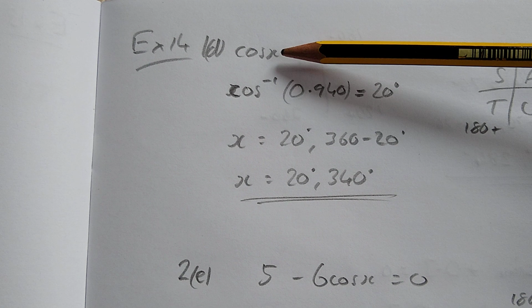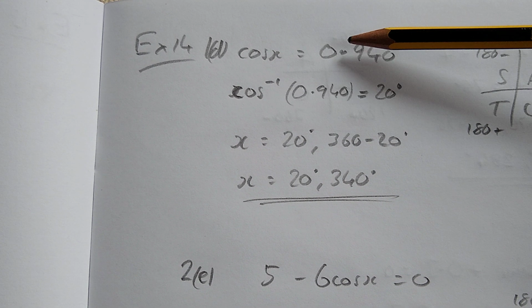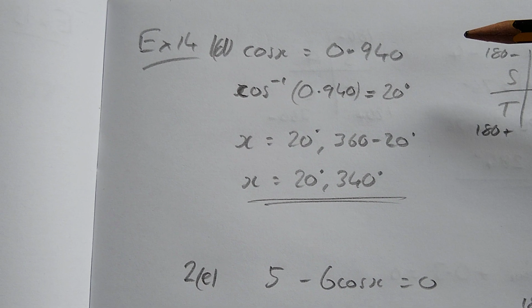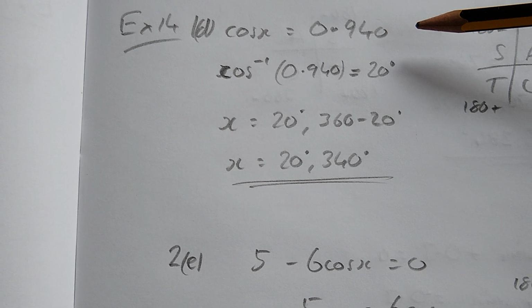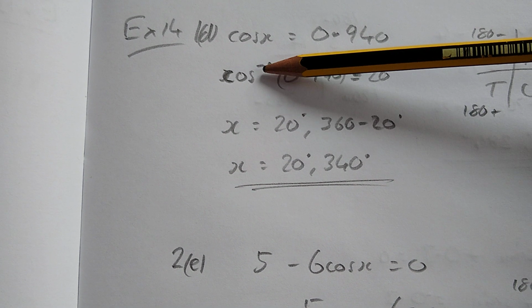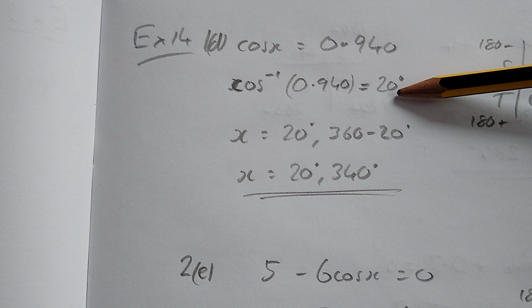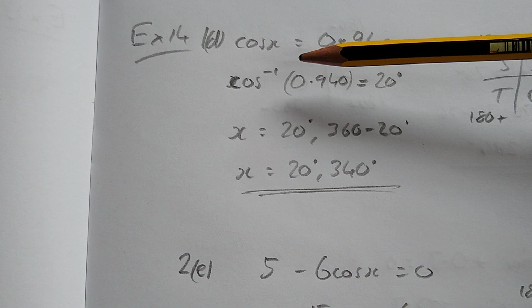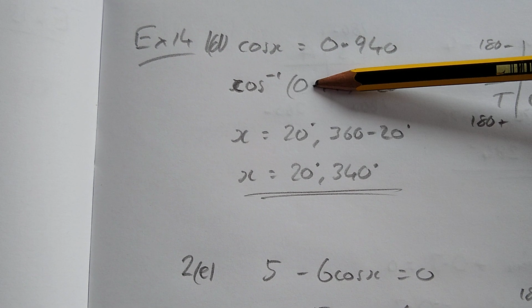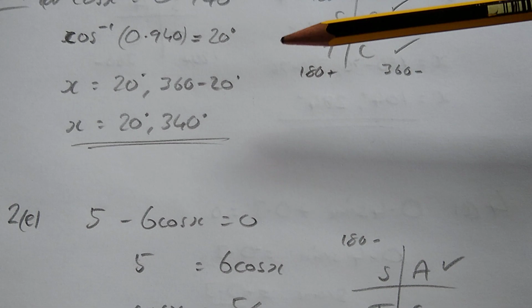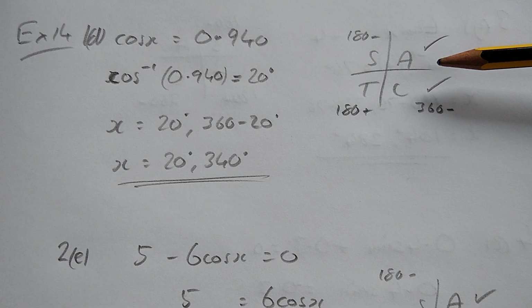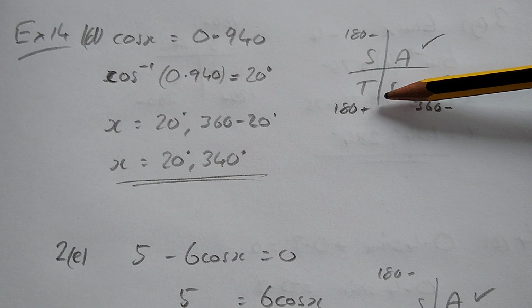Right, so I'm trying to solve cos x equals 0.940 in between 0 and 360. So I'm going to take the inverse cosine of 0.940, which is 20 degrees to the nearest whole number. So you notice I'm not writing x equals yet. Okay. And I'm doing a cosine question, so then I'd draw my CAST diagram out after I've done this part.